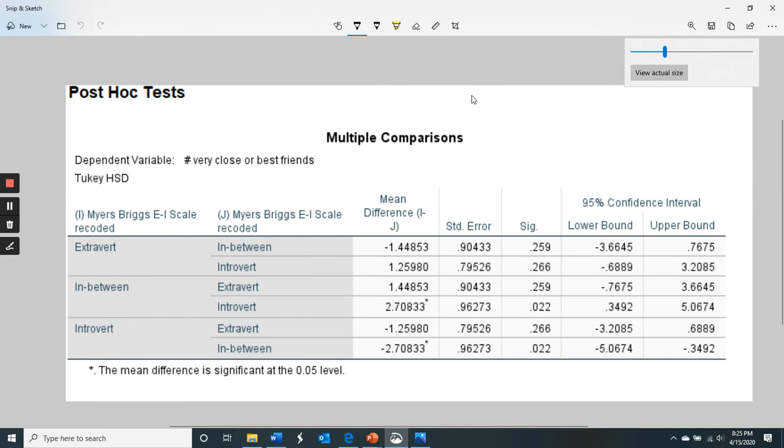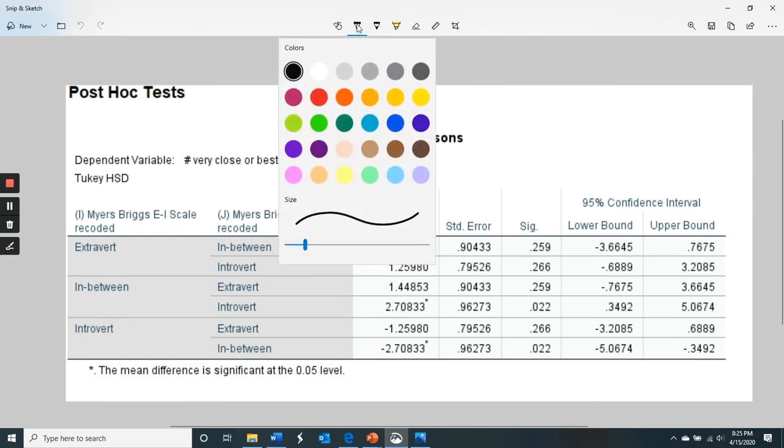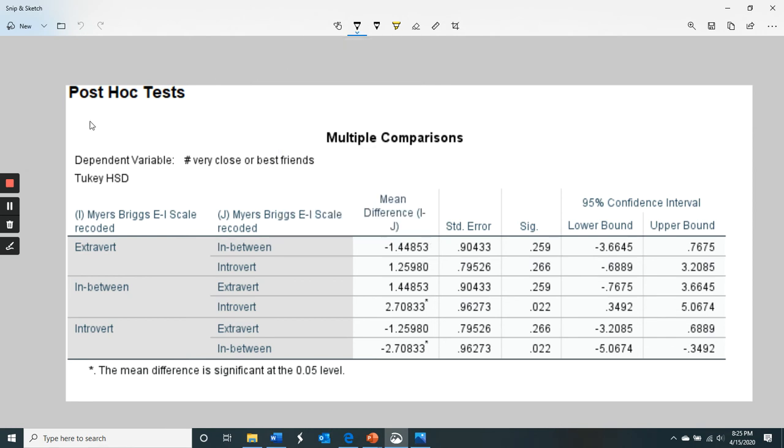So here's our post hocs. So again, the trick with any SPSS output is knowing what to look at and knowing what to ignore.